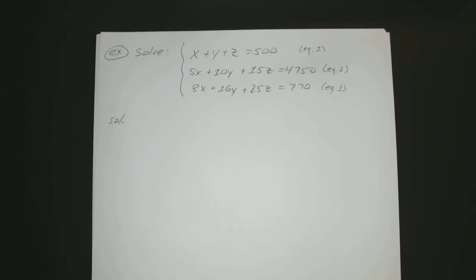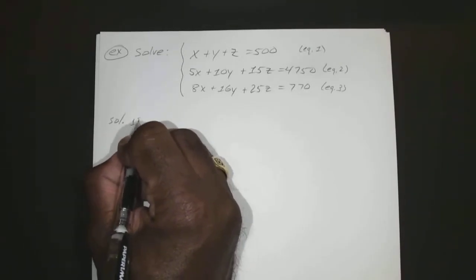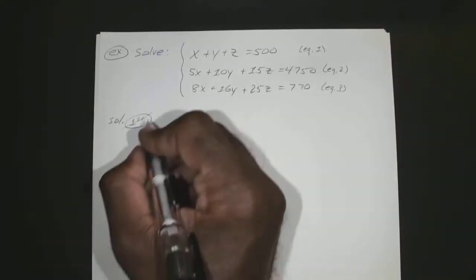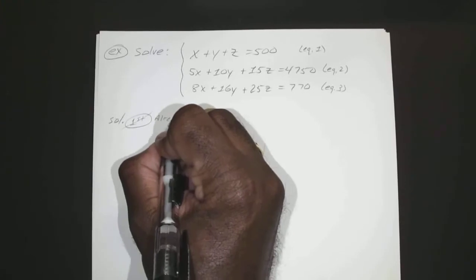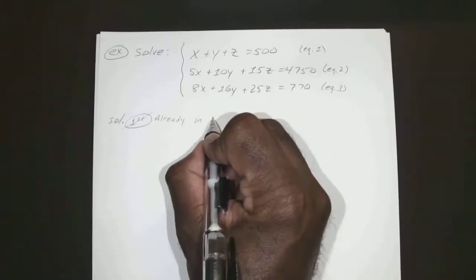Now the first thing you want to do is make sure it's in standard form. All the variables are already on your left, so it's already there. So your first step, you can just skip that, because it's already in standard form.